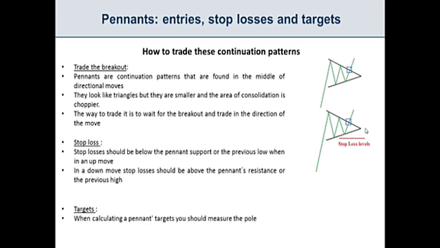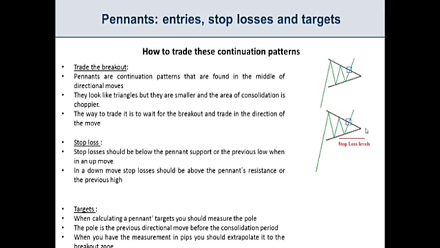And the targets are calculated like we calculate a flag breakout. When calculating a pennant target, you should measure the pole. The pole is the previous directional move before the consolidation period. And when you have the measurement in pips, you should extrapolate it to the breakout zone. And here's an example of how to calculate the targets on a pennant breakout.